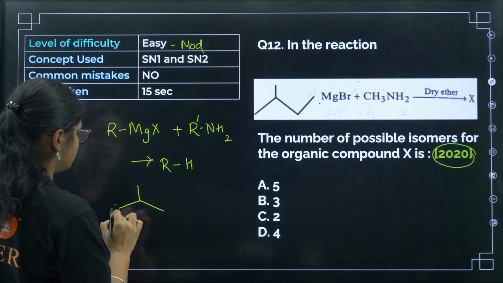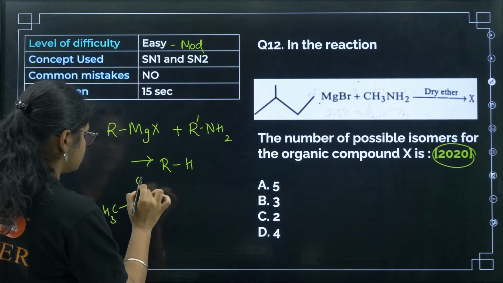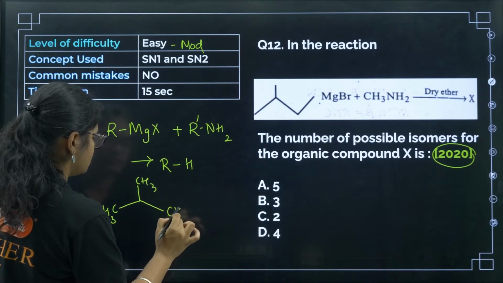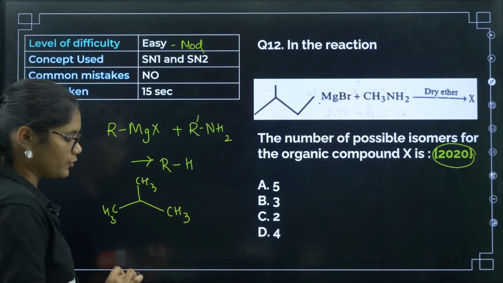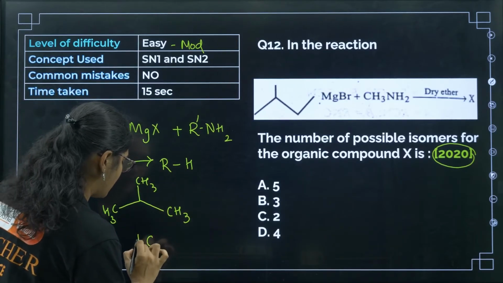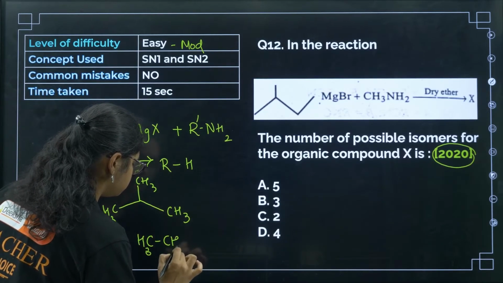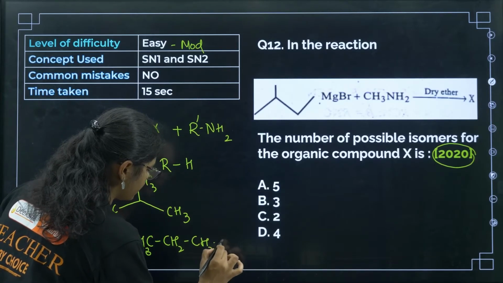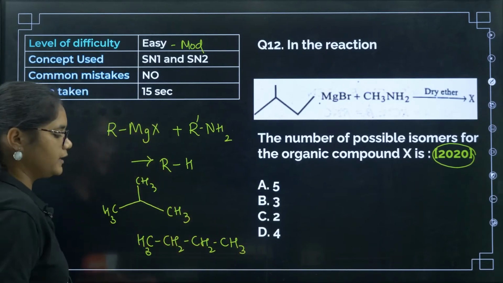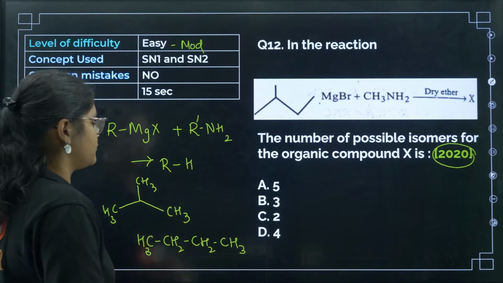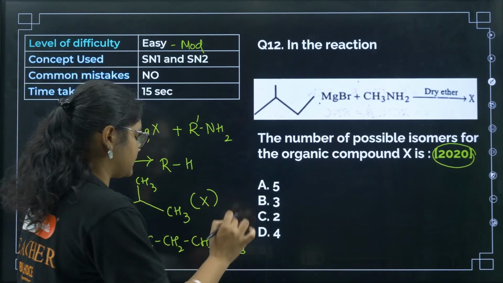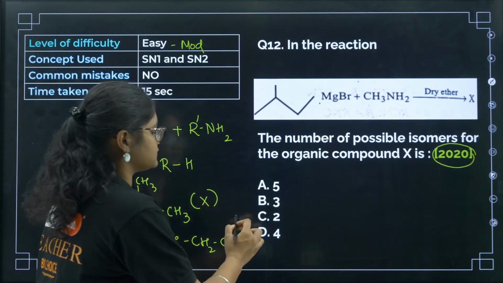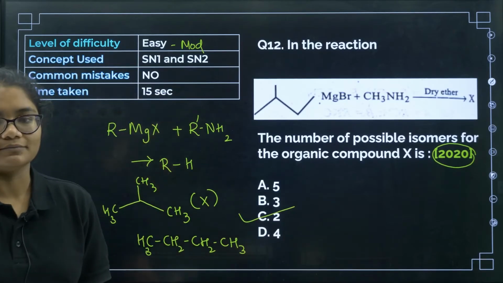This is the product, CH3, CH3, CH3 and CH. Now we can also have a linear chain of this one, like this, right? So a total of 2 isomers will be possible. So this is your compound X, it can have another isomer, so the correct answer will be option C.